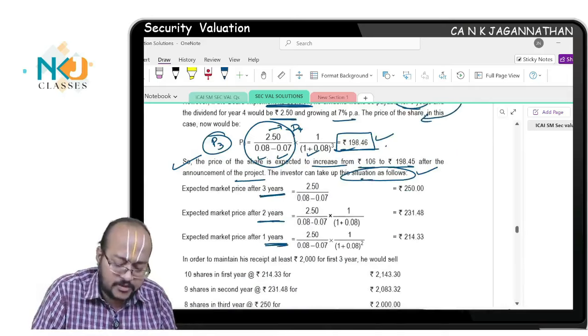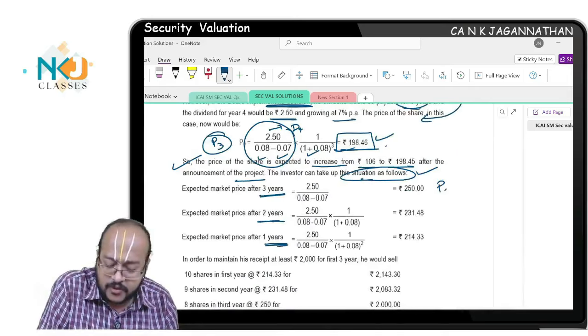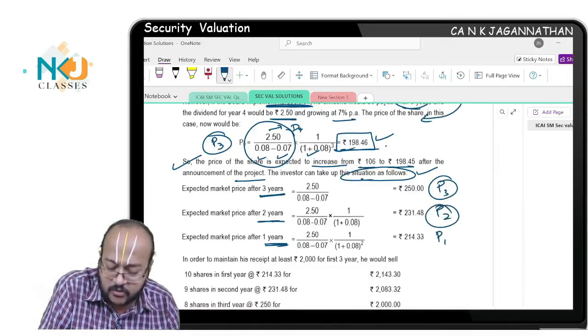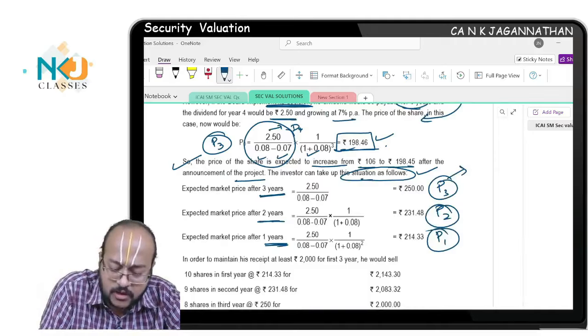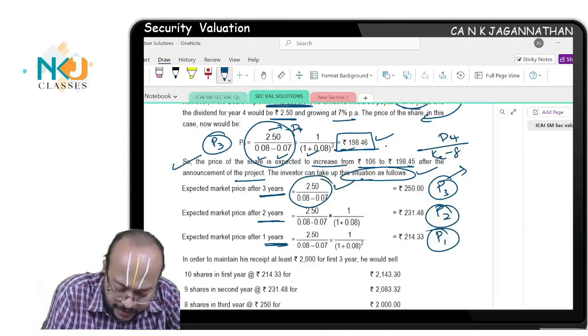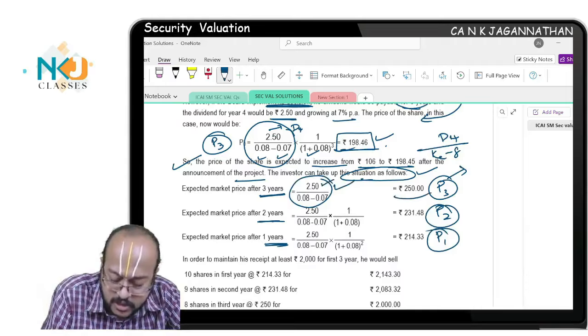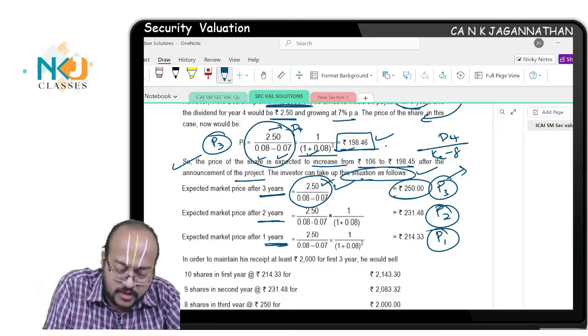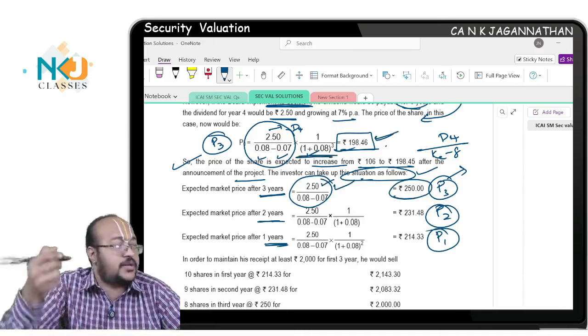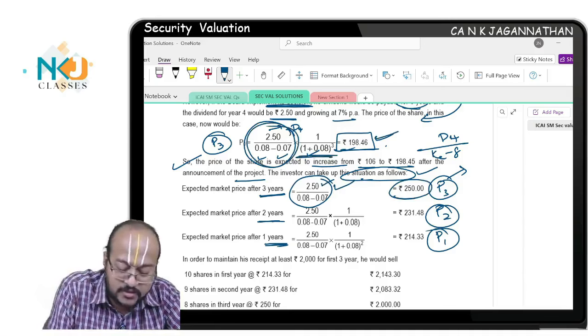Okay, how to find it? Very simple. They will ask P3, P2 and P1. How to find out? You have P3 already found out, D4 by KE minus G. That is what they are finding. Nothing but D4, 2.5, by KE minus G. 250 is the P3. Agreed? This 250, if you discount using third year rate, you will get 198.46. That we already computed.